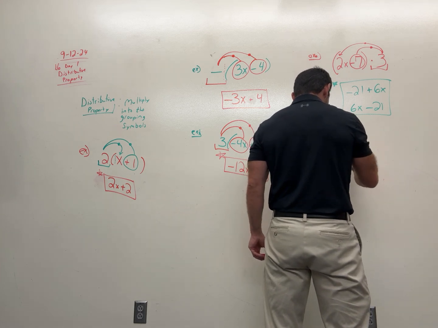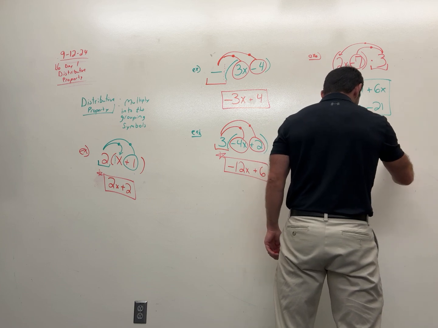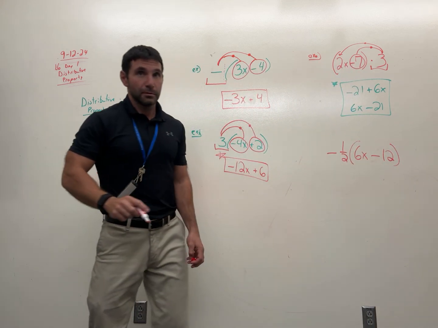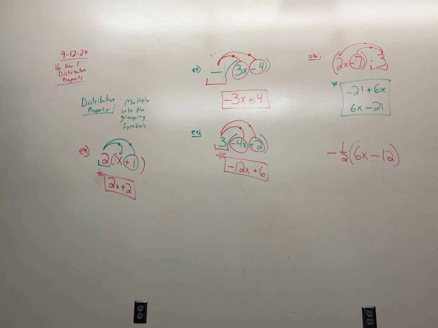Negative 1/2 times 6x minus 12. Do this one on your own. I'll give you like 15 seconds. I'll give you more than 15 seconds.